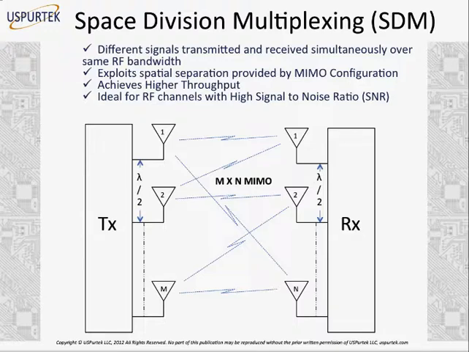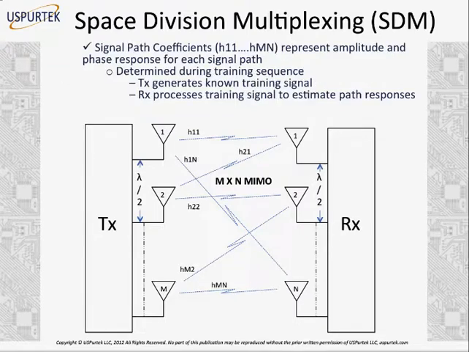So in the picture you see M by N MIMO. That is the convention that is used to write the configuration of MIMO. So M represents the number of antennas on the transmitter, and N is the number of antennas on the receiver side. Like if you have 4 antennas on the transmitter and 3 on the receiver, it's called 4 by 3 MIMO, and so on.